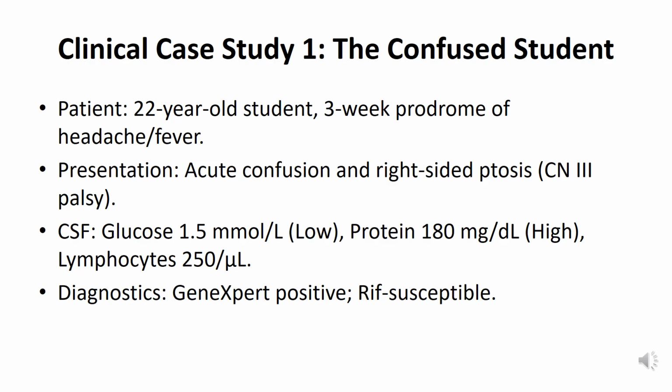This case demonstrates a classic presentation of tuberculous meningitis. A gradual prodrome of fever and headache is followed by neurological deterioration and cranial nerve involvement. It also highlights the value of CSF analysis and rapid molecular diagnostics. Early recognition and prompt treatment can significantly improve outcomes and reduce the risk of permanent neurological damage.